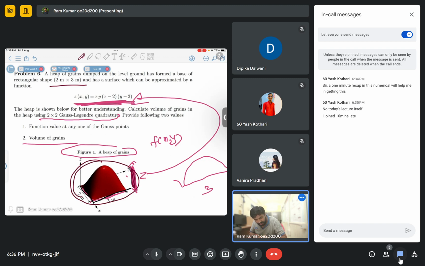This height is going to follow this function z(x, y) = xy(x minus 2)(y minus 3). So now they are saying by using this rule, Gauss-Legendre rule, we have to find the volume of grains. Very simple question.